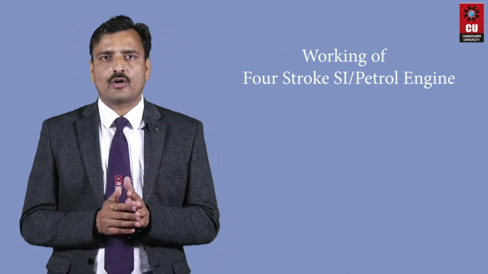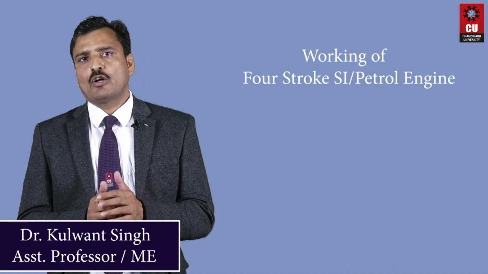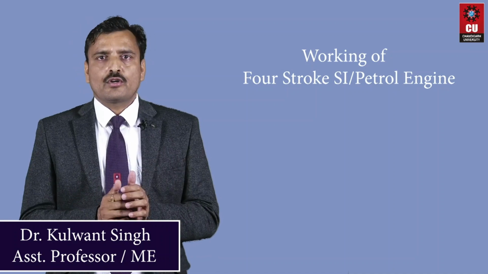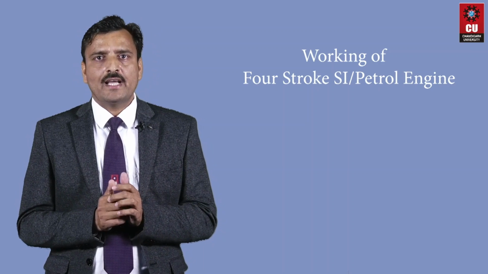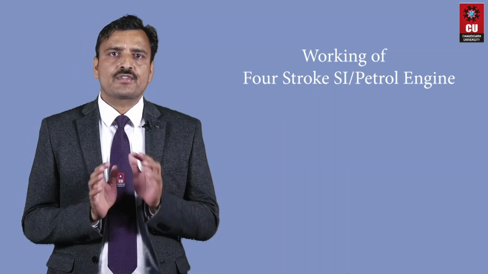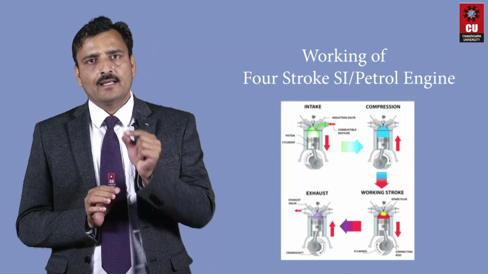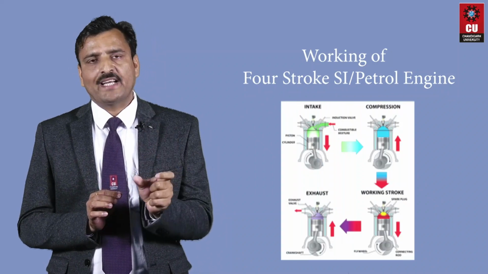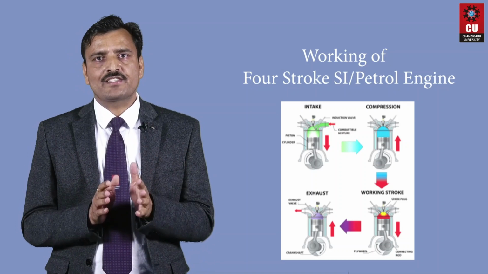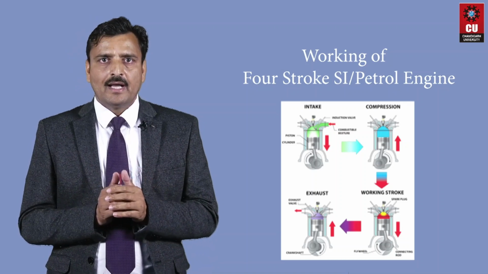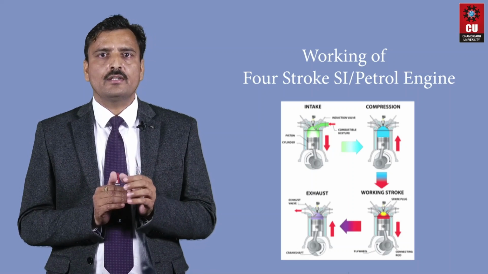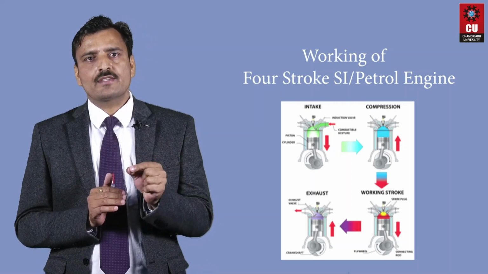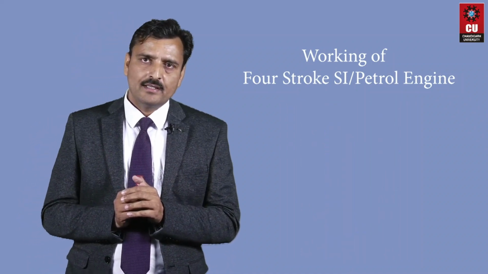And now we will discuss the working of the 4-stroke SI engine or petrol engine. A 4-stroke engine is an internal combustion engine that utilizes 4 different piston strokes: intake or suction, compression, power or expansion, and exhaust. As the piston moves during each stroke, it turns the crankshaft. We will discuss the complete process in sequence.